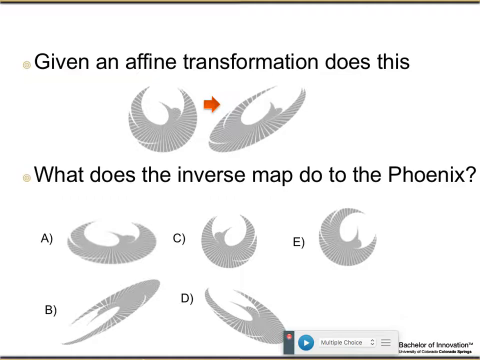Given that you have some affine transformation that maps the phoenix to this shape, what does the inverse map do to the phoenix? So A is a map that maps the phoenix into this. What does the map A inverse do to the original phoenix?